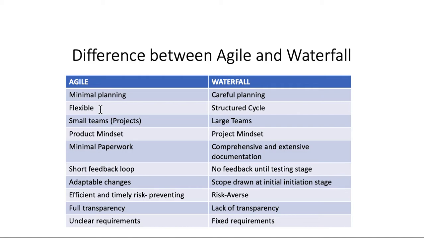The difference also you can see is that there's smaller teams, like for smaller projects, smaller teams. However, on the Waterfall side, as it's a lot more structured, it's a larger team and it's a lot more comprehensive. On an Agile side, the mindset is more a product mindset. However, on the Waterfall side, it's a lot more project mindset.